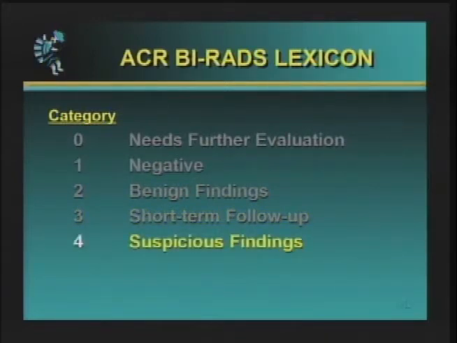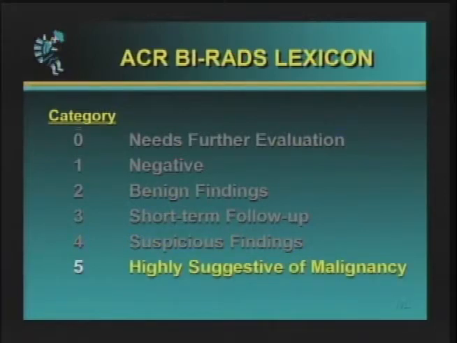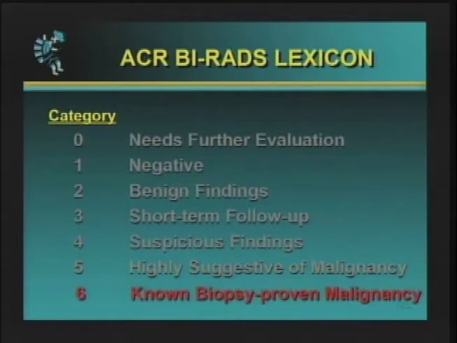probably benign. Category 4 is suspicious for malignancy. Category 5, highly suggestive of malignancy. And the new Category 6, the known biopsy-proven malignancy, that is one that's already been diagnosed and is now coming back either for treatment or for pretreatment planning. So those are the BI-RADS lexicon categories.